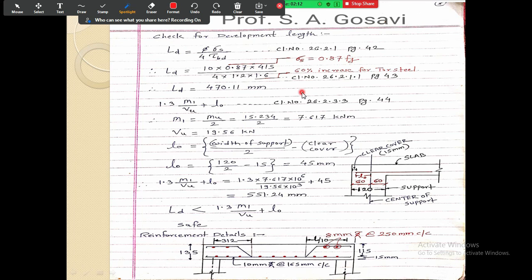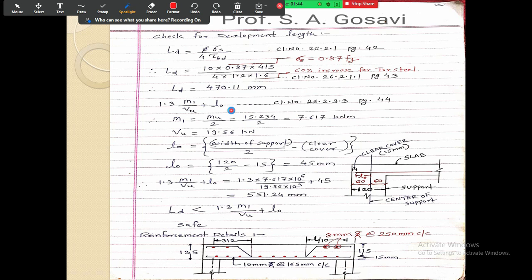In MCQ objective questions, this can be asked. After using the torsteel, the development length is increased by dash dash percent. How much percent? And if the torsteel is provided in the compression zone, the development length should be increased by how much percent? That also can be asked. So remember these things.